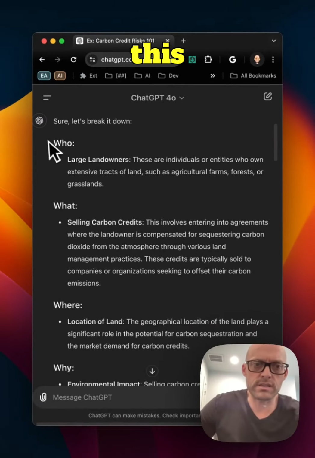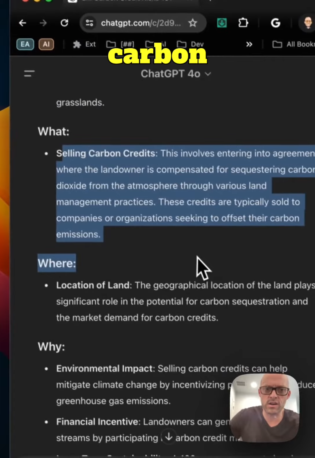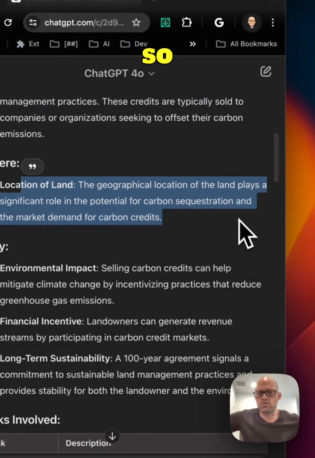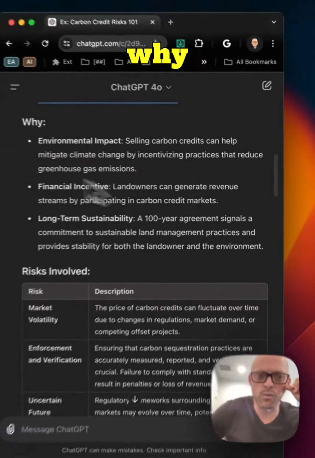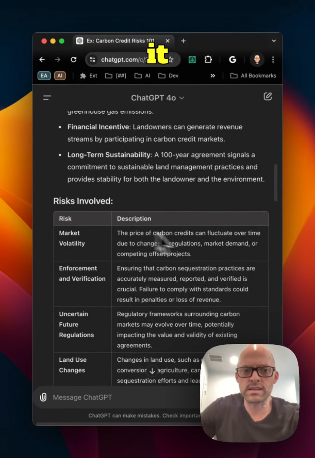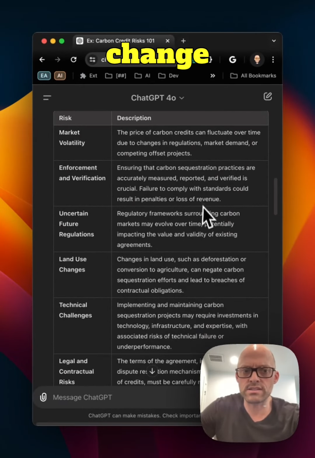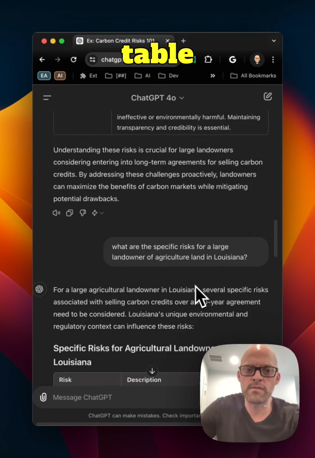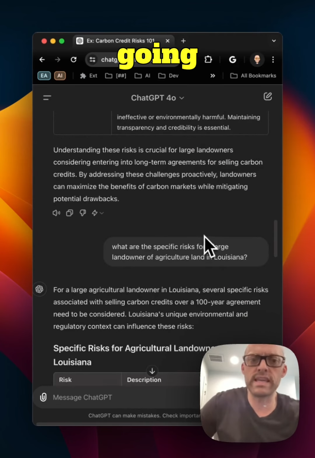And so look at this, it breaks it down. What selling carbon credits, where, the location of the land, so what land is in there, why, and then look at this, it breaks down the risks. These could change. And it broke these down into categories, put it into a table. And now I can keep going into them.